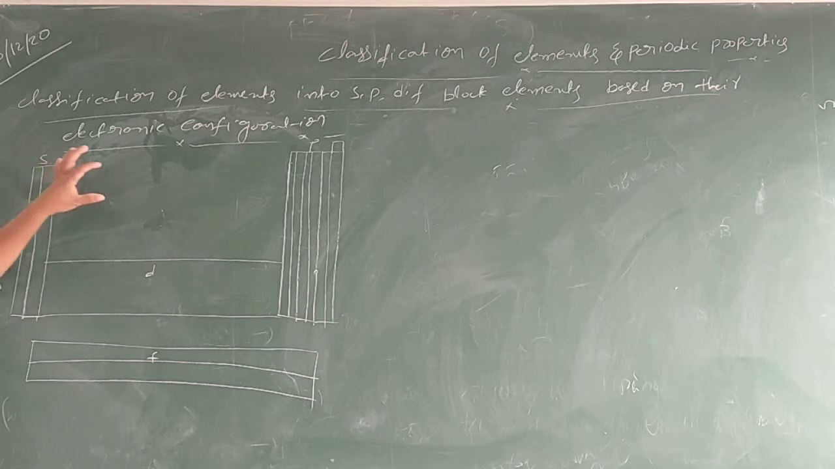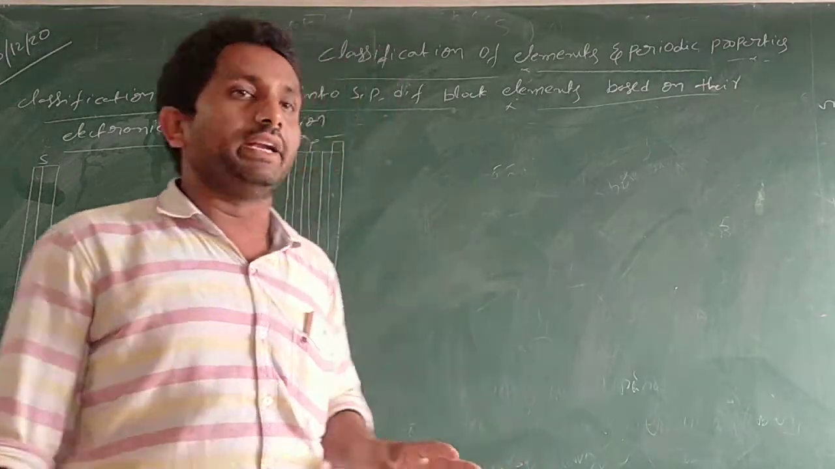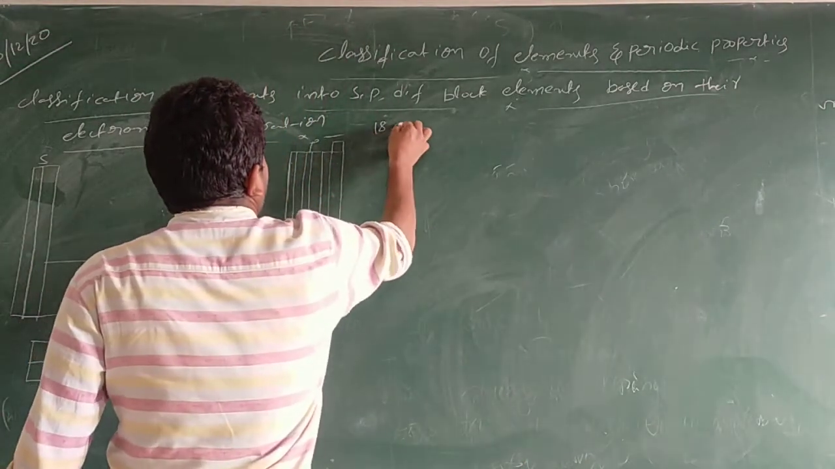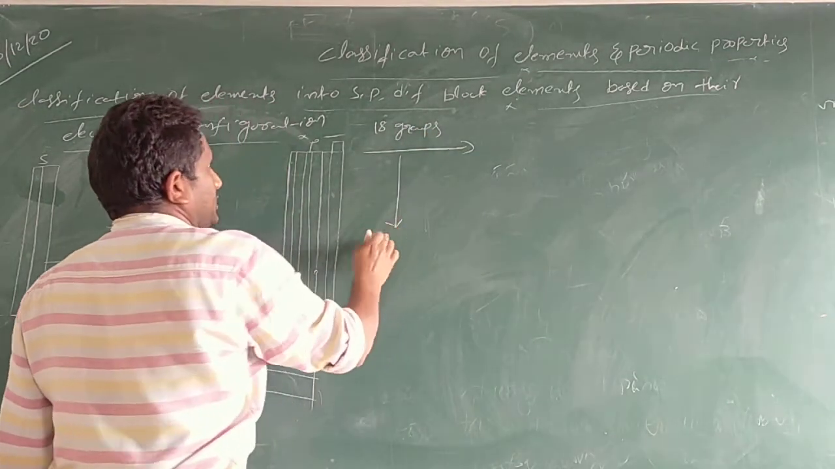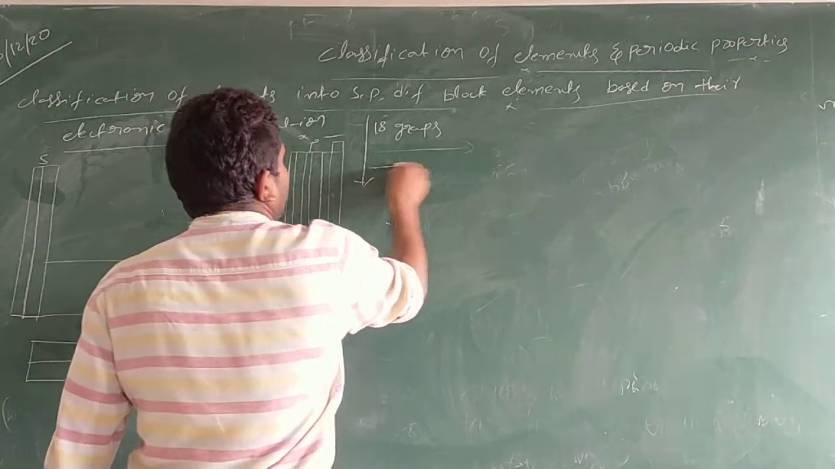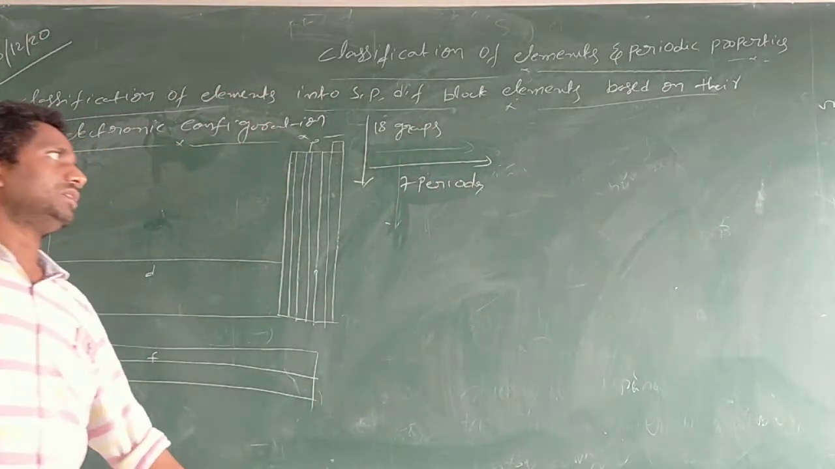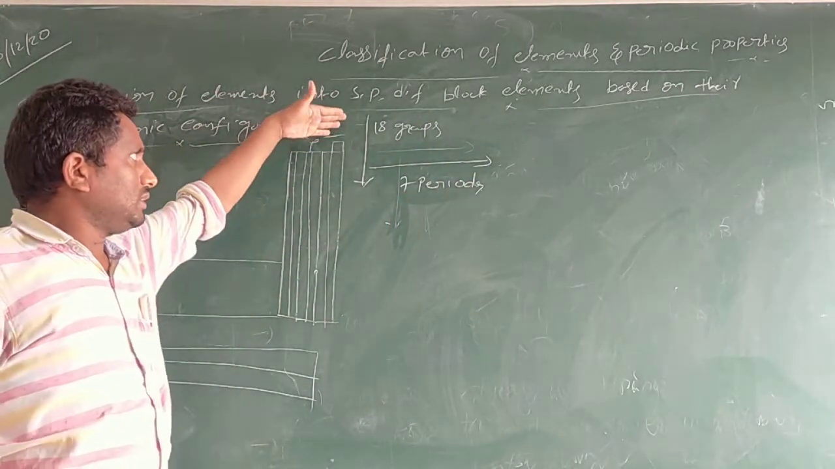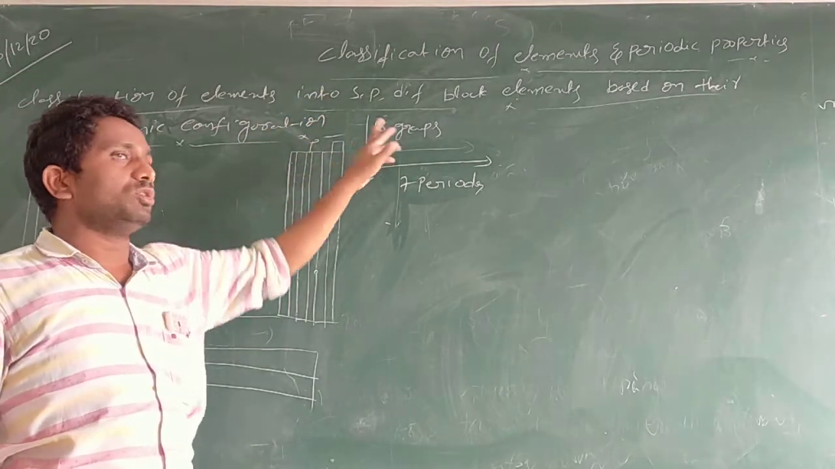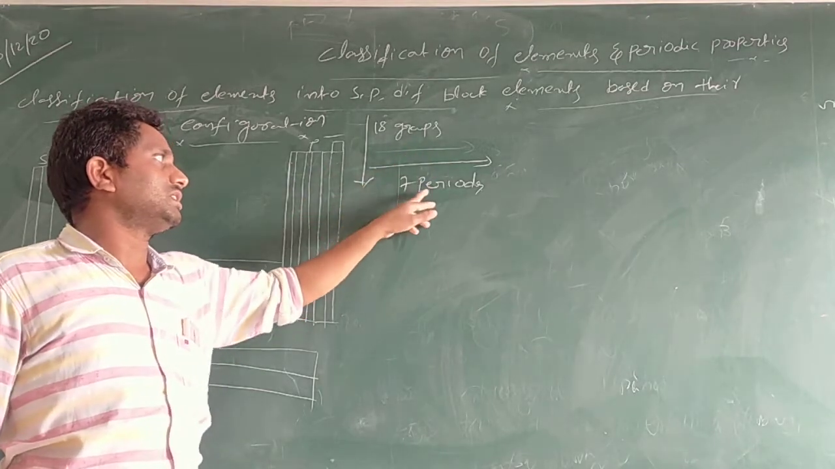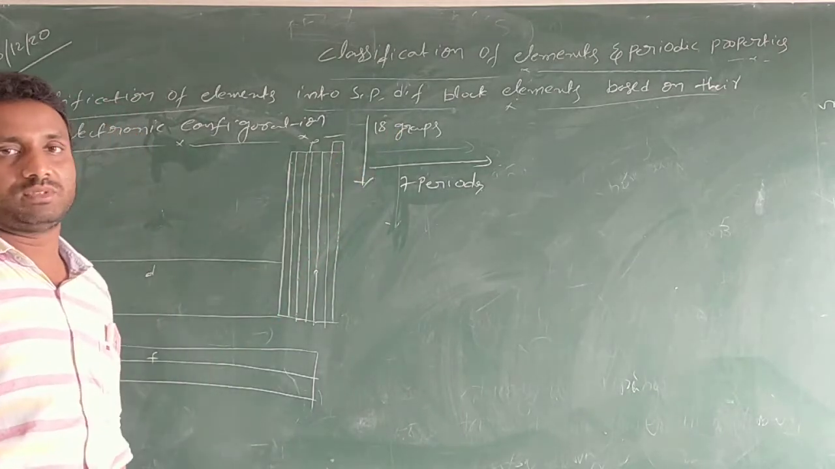So, the S block contains 2 groups. The total periodic table is classified into 18 groups and 7 periods. The vertical line series are known as groups, and the horizontal line series are known as periods. Total 7 periods and 18 groups.